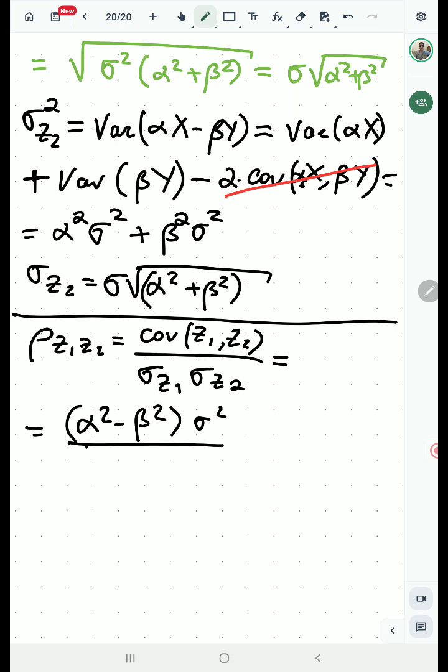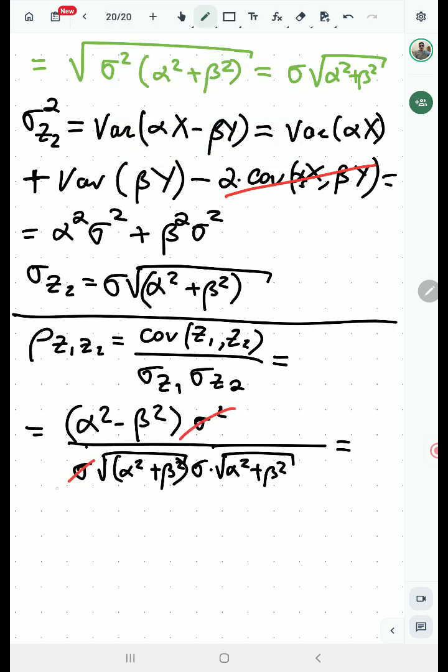Sigma of Z1 is actually sigma times the square root of alpha square plus beta square, and sigma of Z2 is also the same. Z2 and Z1 have the same standard deviation. So if you multiply these things out, these sigmas are going to cancel. And what you're going to receive is alpha square minus beta square divided by alpha square plus beta square. That is the correlation between these two random variables. That is all.